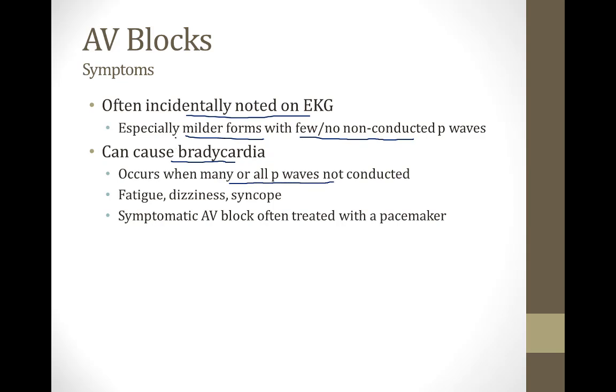But if a patient does develop a significant bradycardia and slow heart rate, this leads to a low cardiac output, and that leads to symptoms of fatigue, dizziness, and sometimes even fainting or syncope. And when AV blocks are symptomatic and result in a very slow heart rate, that's when they're often treated with a pacemaker, which we will also talk about later. It is a device which is implanted to pace the heart and prevent the bradycardia from occurring.